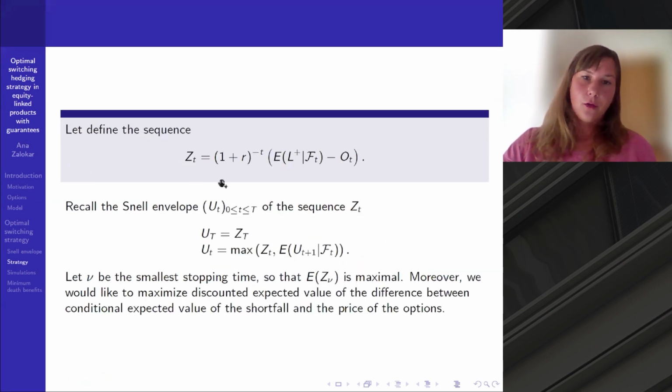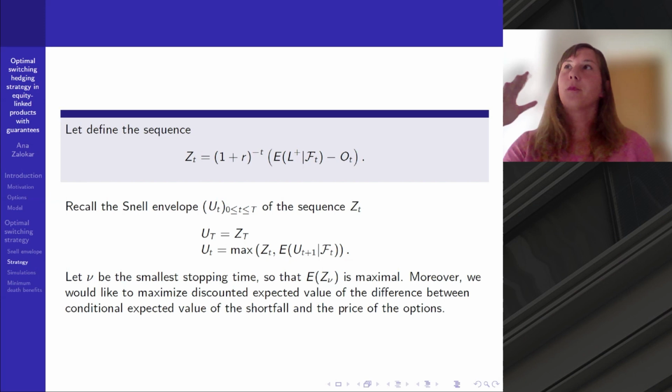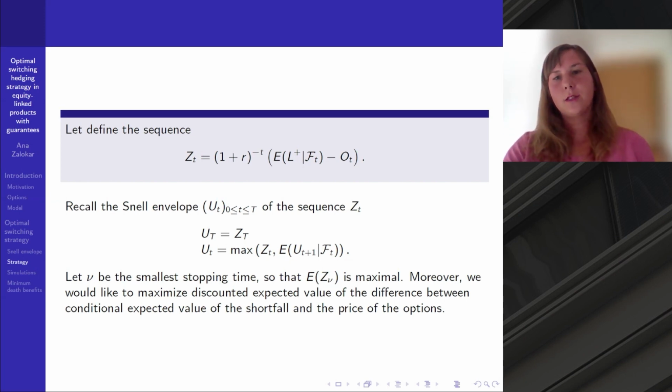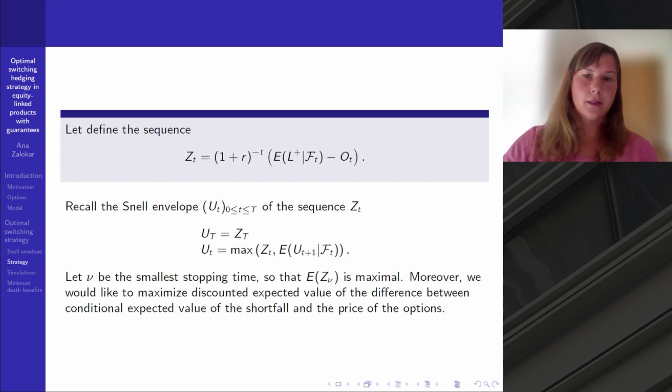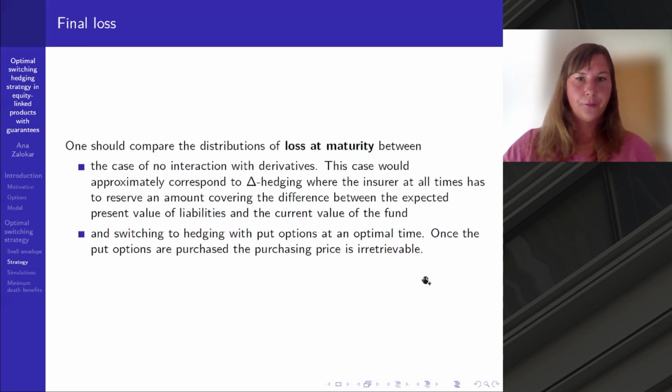And this is our crucial sequence ZT, which is defined as here. This is the expected conditional loss minus the price for our options. This is the sequence that we would like to maximize. So we are looking for the optimal stopping time which will maximize this sequence, when the expected loss minus the price of the options has the highest value.